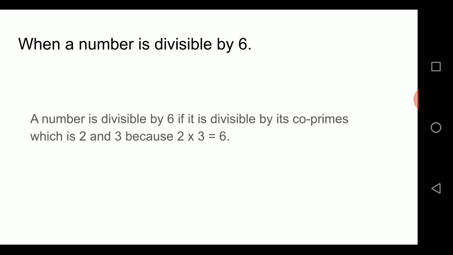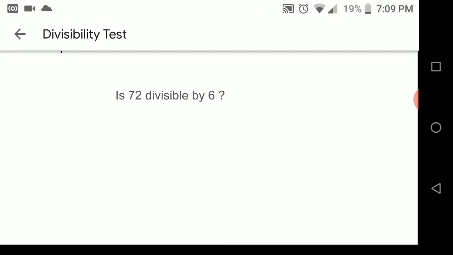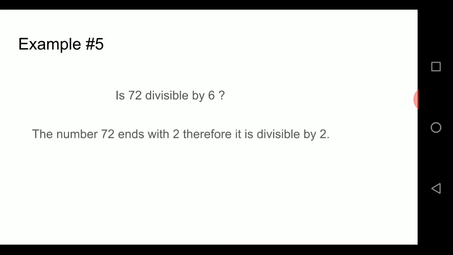Let's move on to the next one and check an example. It is better to look at an example and understand it very clearly. What do we mean by co-primes? Here, I have given a number, 72, and want to check its divisibility. Looking at the number, we can easily find out that it is divisible by 2. It is an even number because it ends with 2.